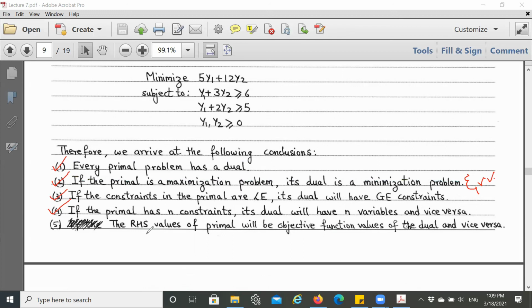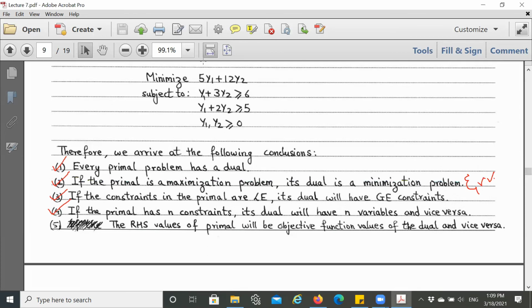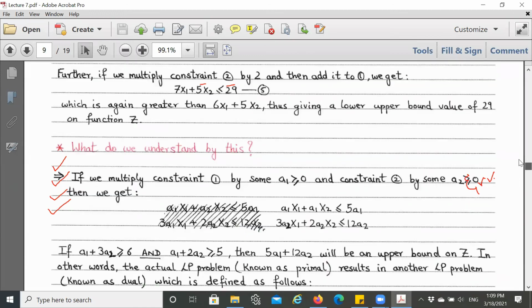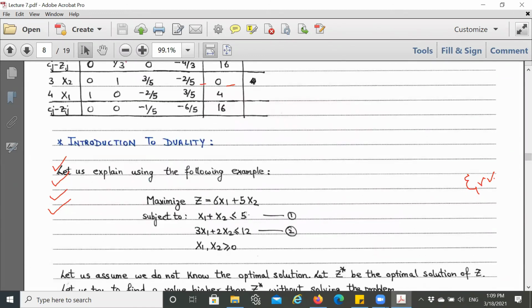The next point is the right-hand side values of the primal. Again, we go back. Pay attention to these numbers over here. We have this 5 and 12. Where did this come from? In the dual, we had this 5 and 12 in the objective, and here they are the right-hand side of the constraints.